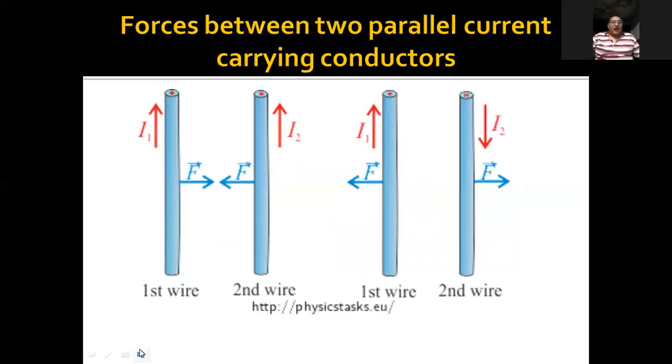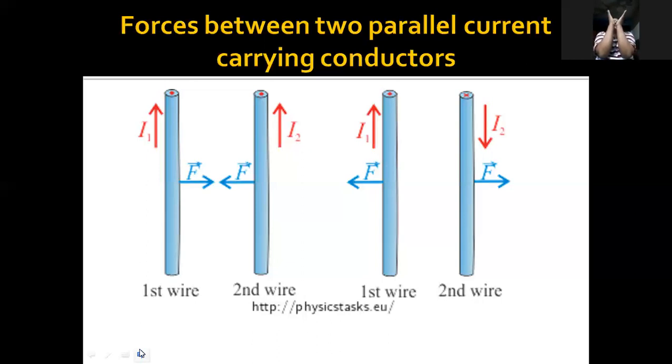Okay, now we come to a new situation. For example, if you have two conductors, and they are parallel to each other like this. One interesting observation you will see is that if the direction of the current in both the conductors, wire number one and the second wire, is the same, when you start the current flowing through them, they will attract each other.